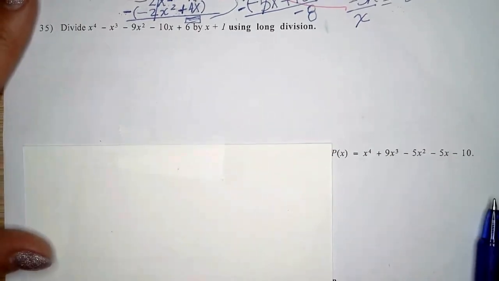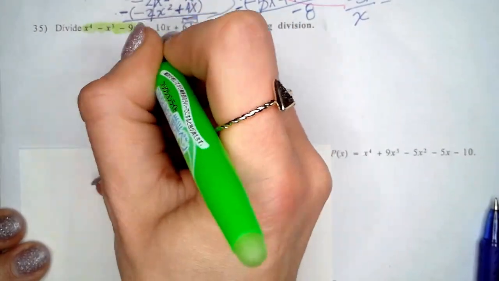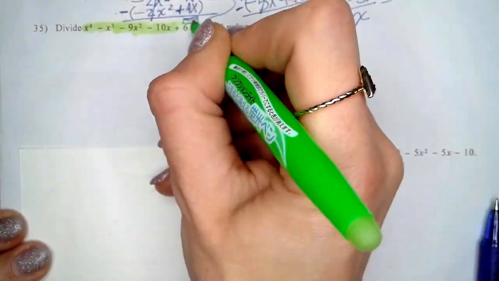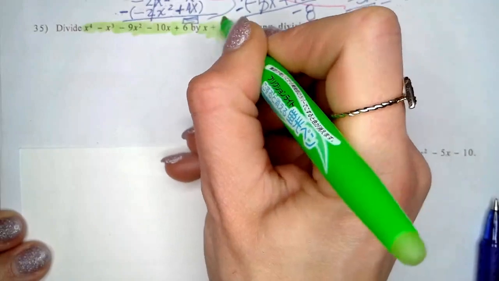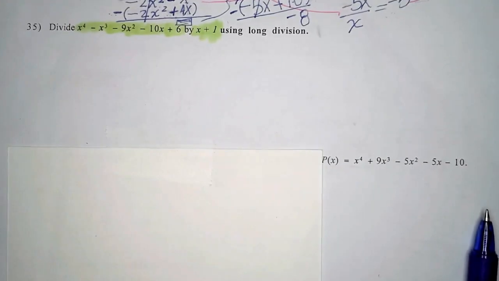I'm just going to highlight the problem a little bit. This is what I'm dividing, x to the 4th minus x to the 3rd minus 9x squared plus 6. I'm going to divide that by x plus 1. So, if that's what I'm dividing, what do I put in the outside versus the inside?